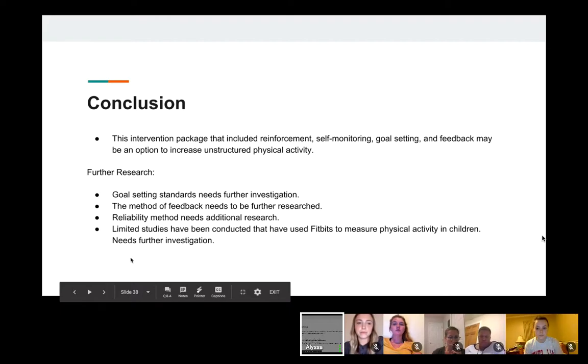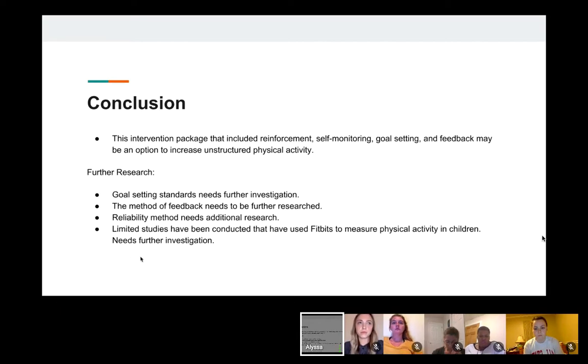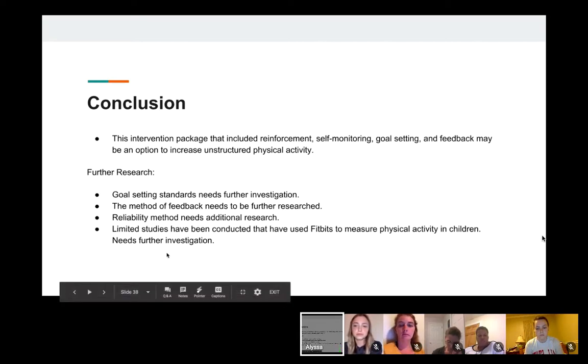Overall, this type of intervention package, which includes reinforcement, self-monitoring, goal setting, and feedback, is definitely an option to increase unstructured physical activity, either with adults or children across the board.